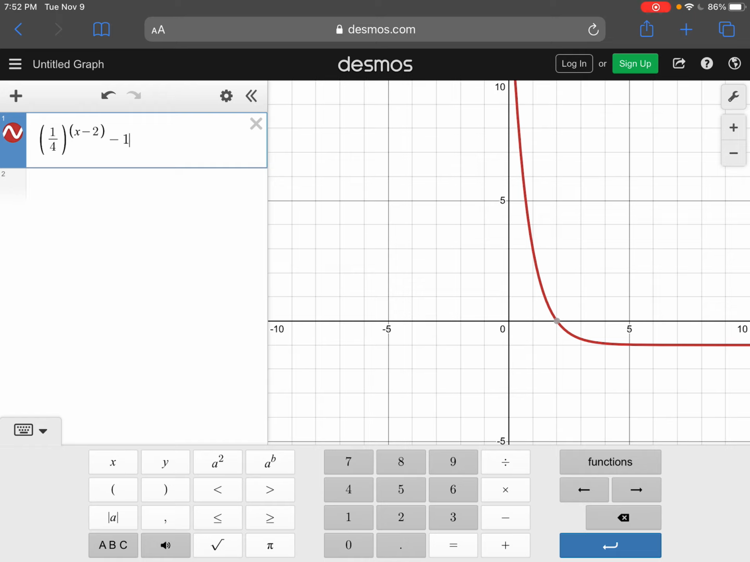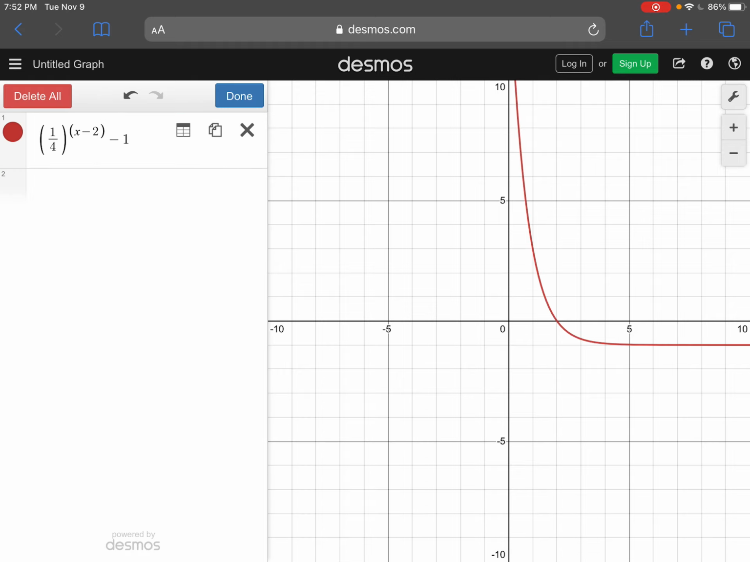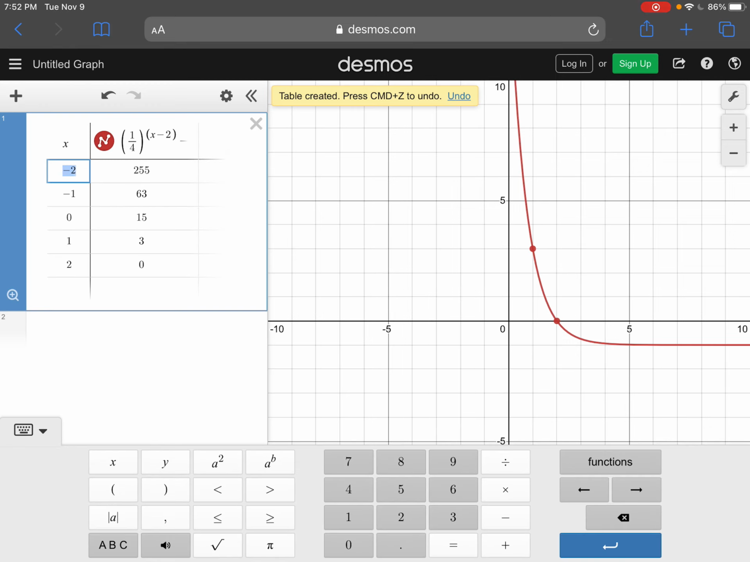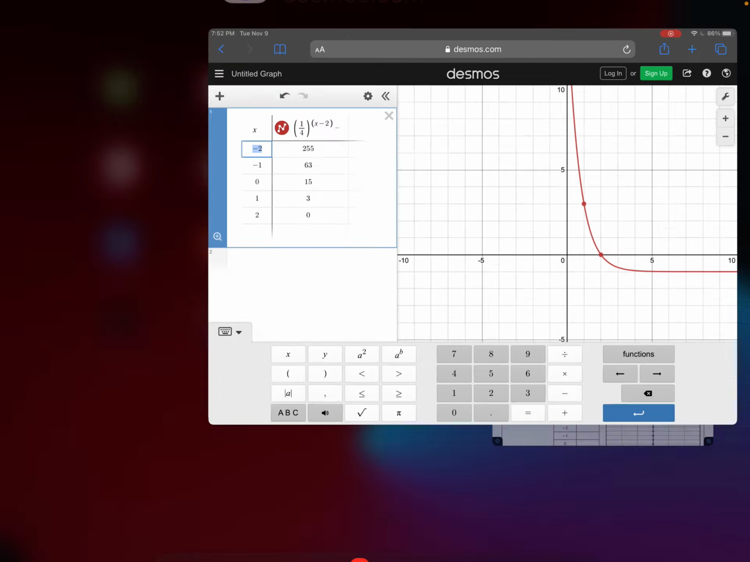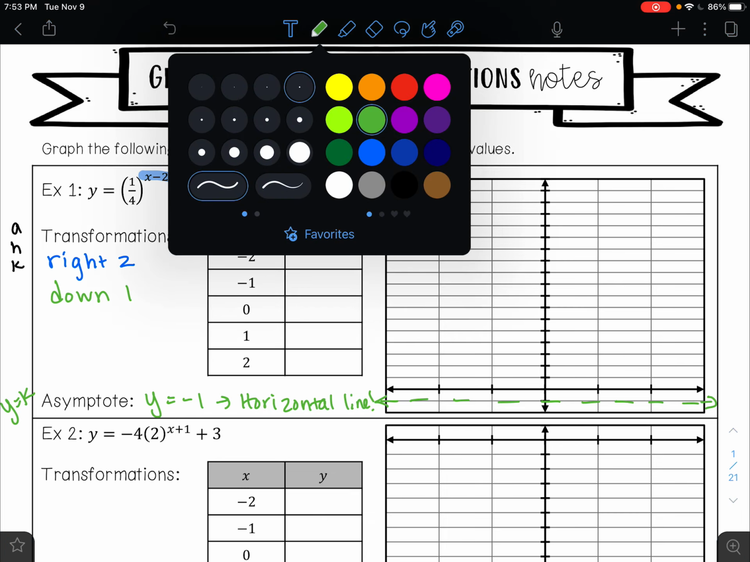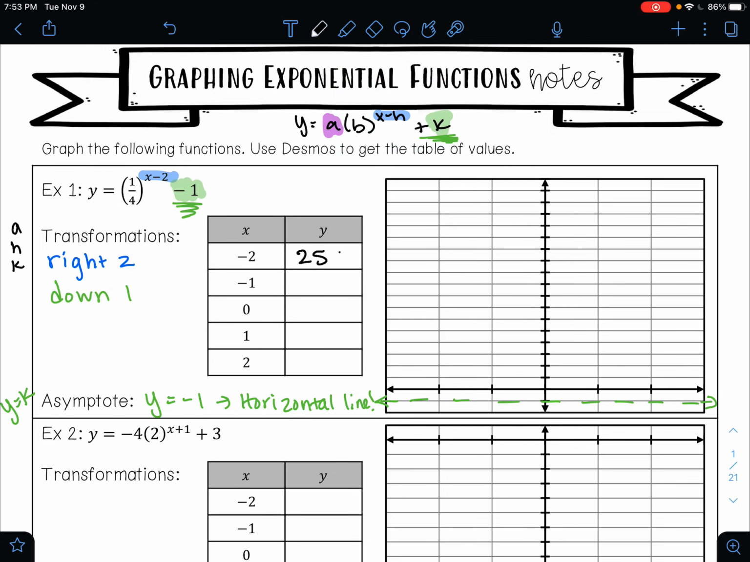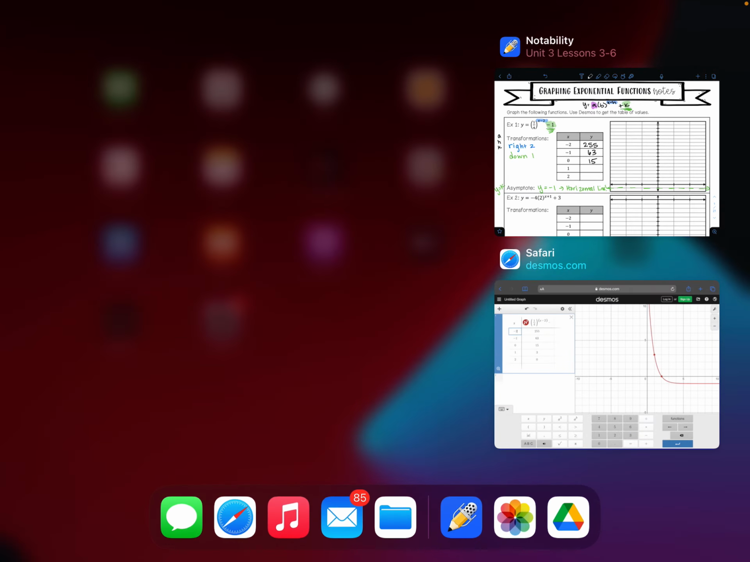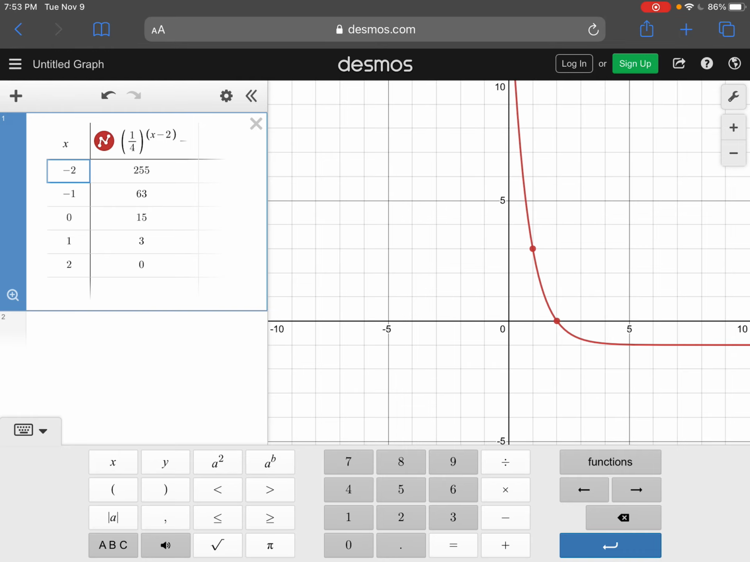values first. So I am going to go to my settings, and then I'm going to go to my table, and I am going to copy down these values. So -2 is at 255. -1 is at 63. This was 15. And then 3 and 0.